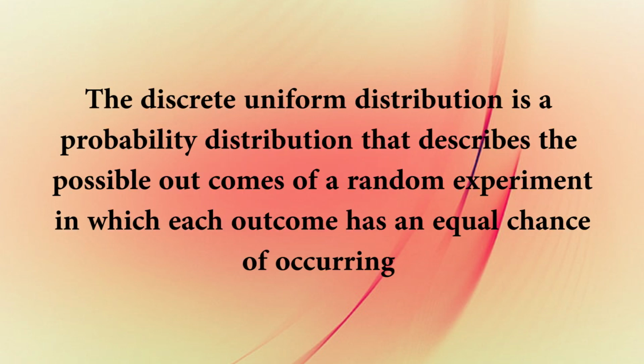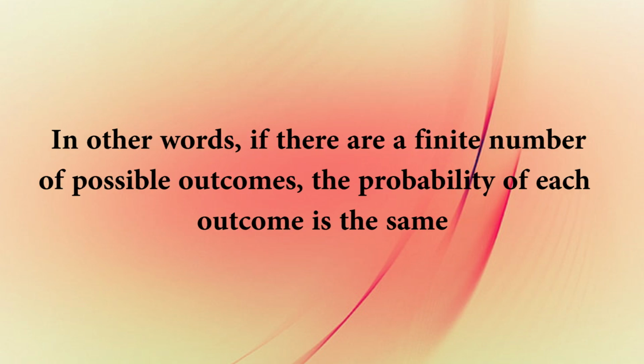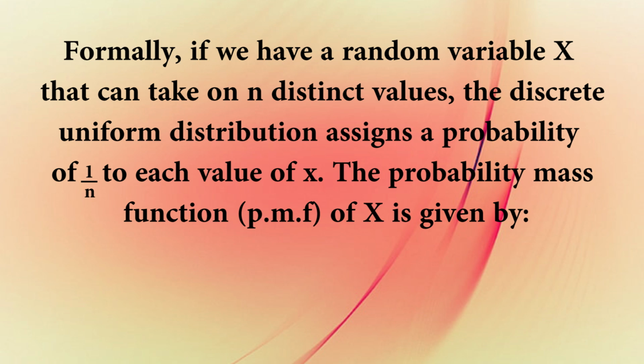The discrete uniform distribution is a probability distribution that describes the possible outcomes of a random experiment in which each outcome has an equal chance of occurring. In other words, if there are a finite number of possible outcomes, the probability of each outcome is the same. Formally, if we have a random variable x that can take on n distinct values, the discrete uniform distribution assigns a probability of 1 by n to each value of x.